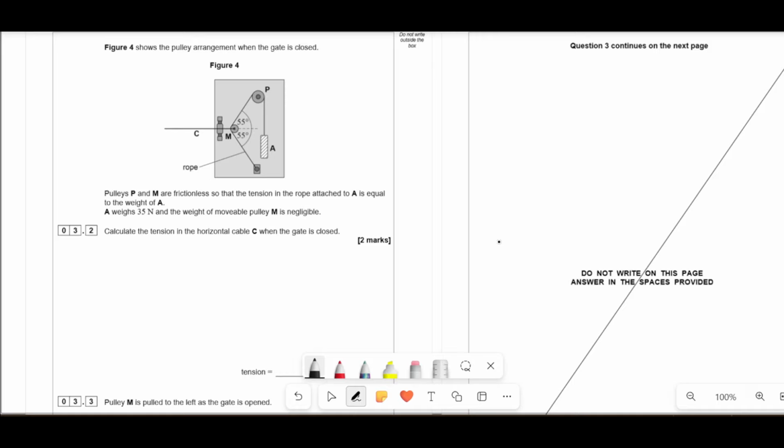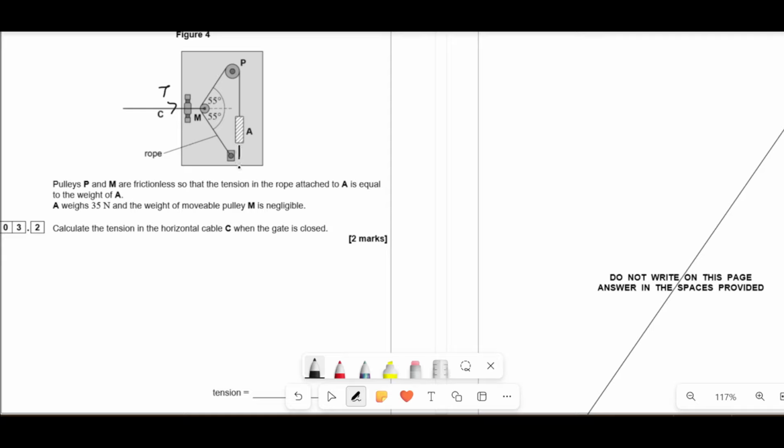Right, so now it says, figure 4 shows the pulley arrangement when the gate is closed. Pulleys M and N are frictionless so that the tension in the rope attached to A is equal to the weight of A. A weighs 35 newtons and the weight of the movable pulley M is negligible. Find the tension in the horizontal cable C when the gate is closed.